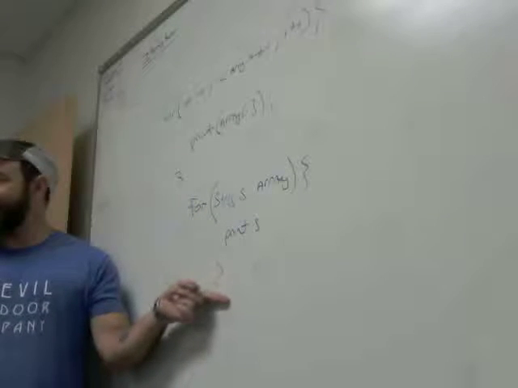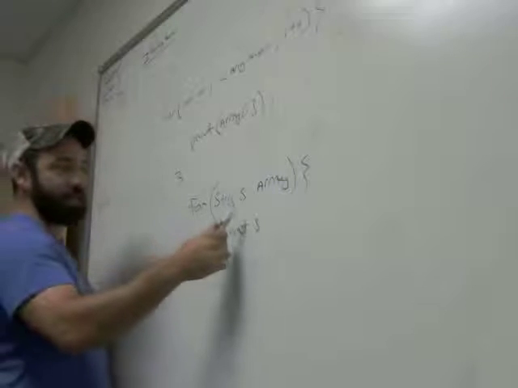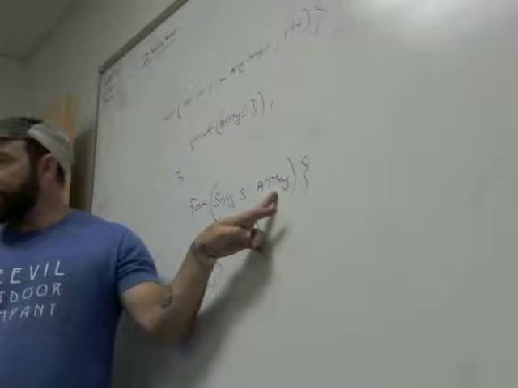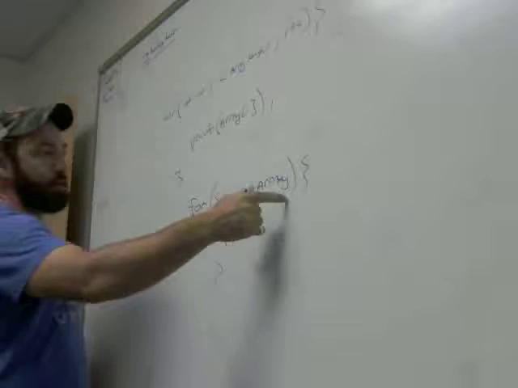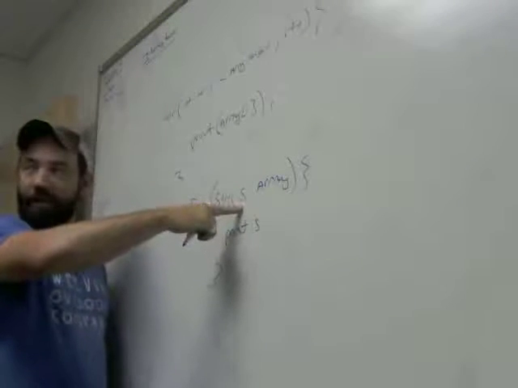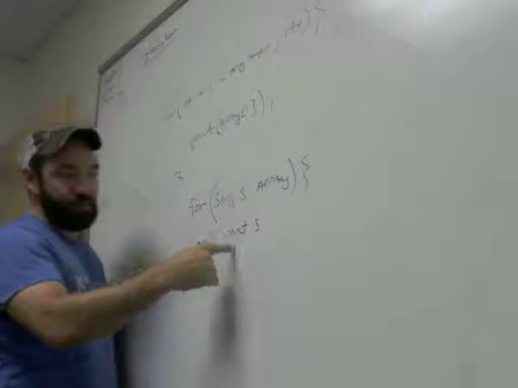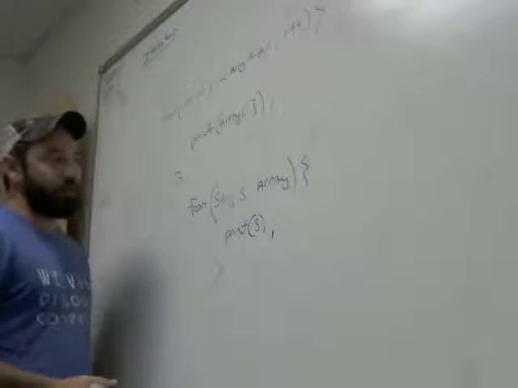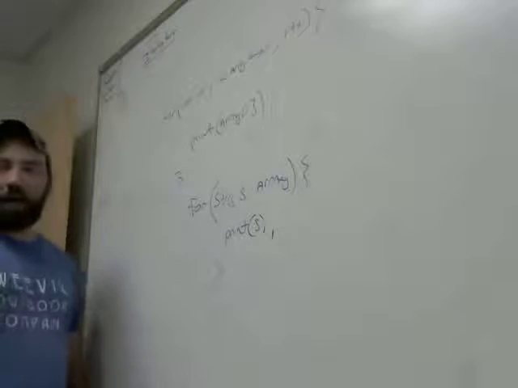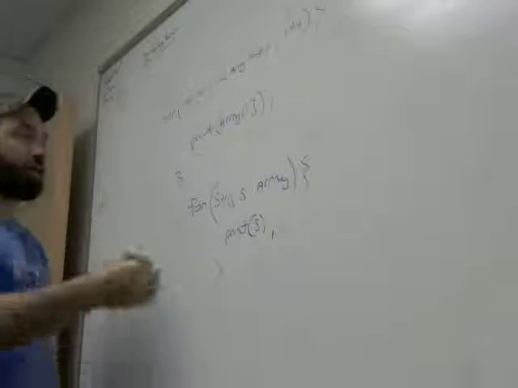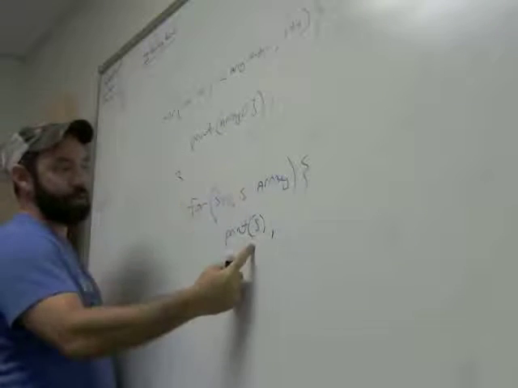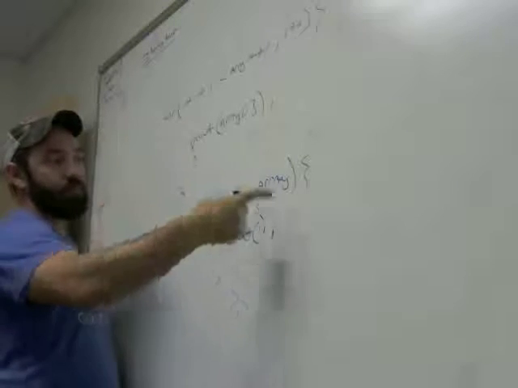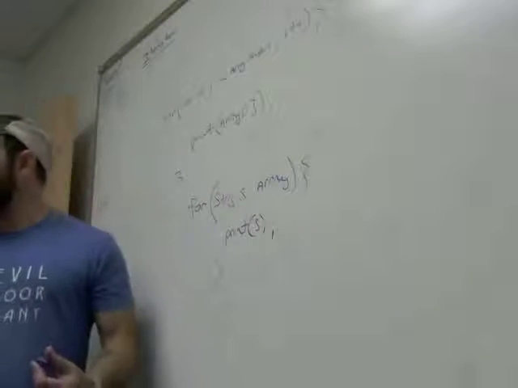What this basically means is that for every spot in your array called array, take what's in that spot, save it as a temporary variable called s, and then do something in here, which is just print s. So if you had hello, hi, and welcome in your array, it would take hello, put it as s, and print s. Then it would go to the next one, hi, put it as s, and print s, and then welcome, put it as s, and print welcome. Does that make sense?